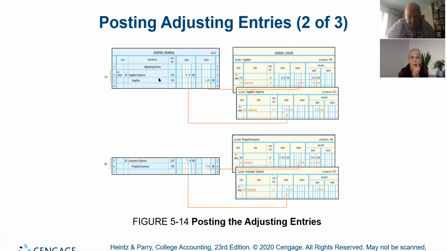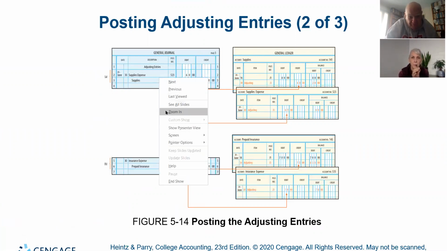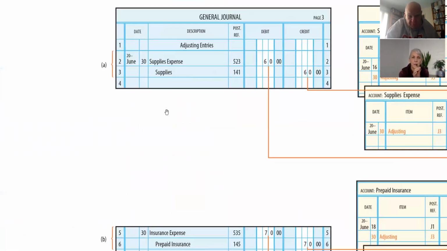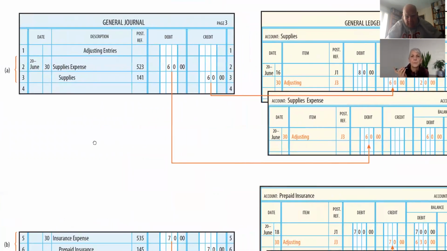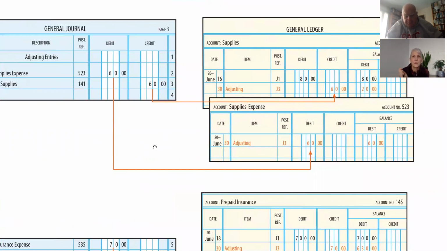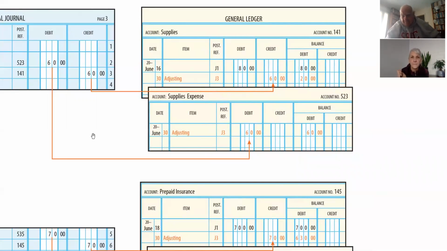Oh, here it is. I went too far. Zoom. Okay, there's our journal entry. Take a look at the two accounts involved. Here's your general ledger. And remember, the general ledger is a fancy pair of T accounts, in appearance. One T account for the transaction, one T account for the balance.